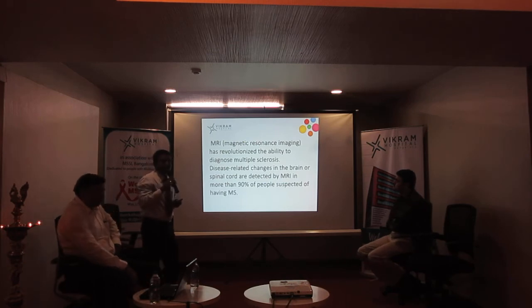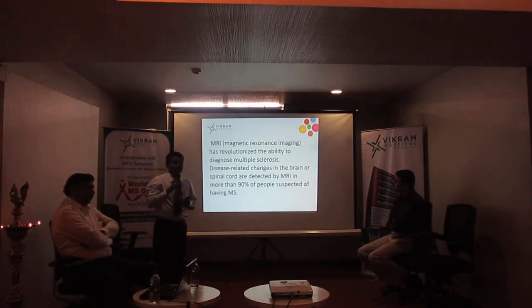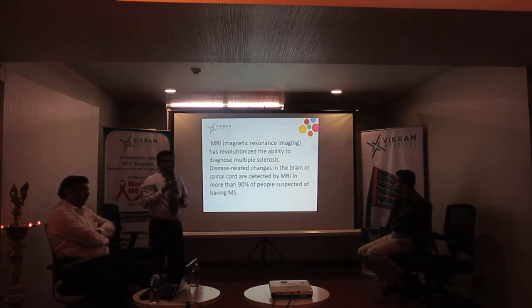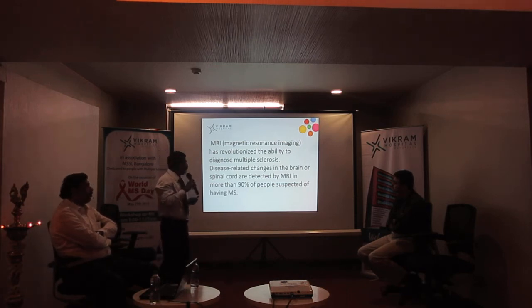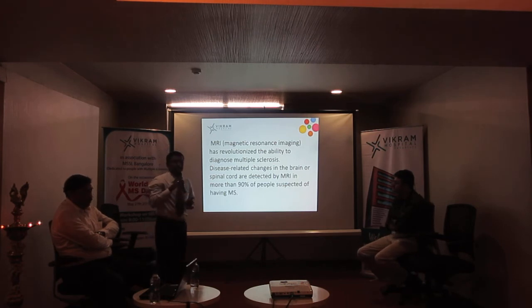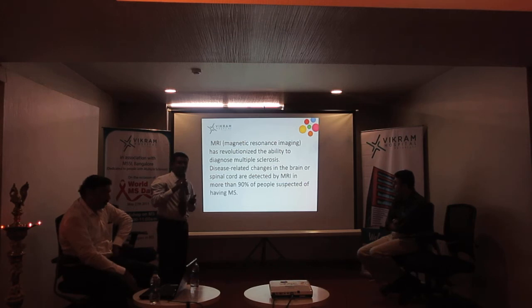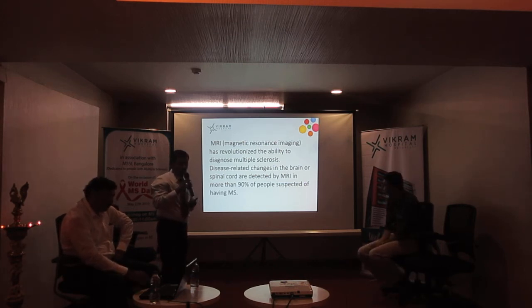MRI has revolutionized imaging, where before only CT was there, which could not characterize the lesions. After MRI, we are able to detect almost 90% of the lesions, and some 5% of the disease can be missed, where we have a new sequence which is able to detect lesions that can be missed in the normal-appearing brain.